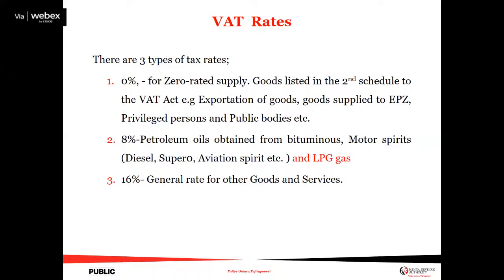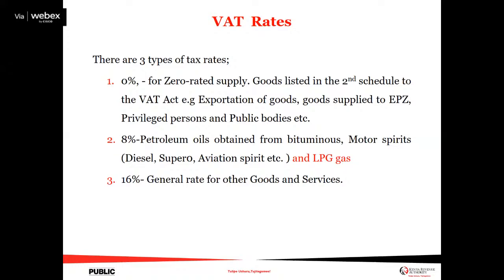Maybe someone could be asking, is there a difference between 0% and exempt? Because they more or less mean the same thing. There's a lot of difference when it comes to taxation. So for zero-rated supply, these goods are listed. It's a whole list that you can find. When you find time, you can go through and pick out some of the goods and services that are zero-rated. They are listed in the second schedule of the VAT Act.